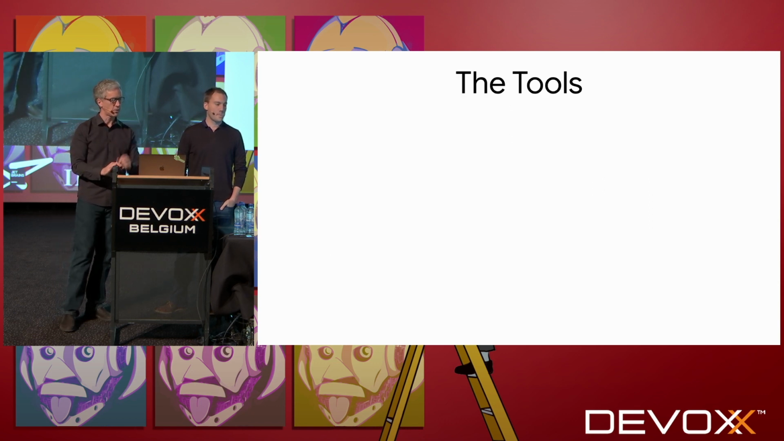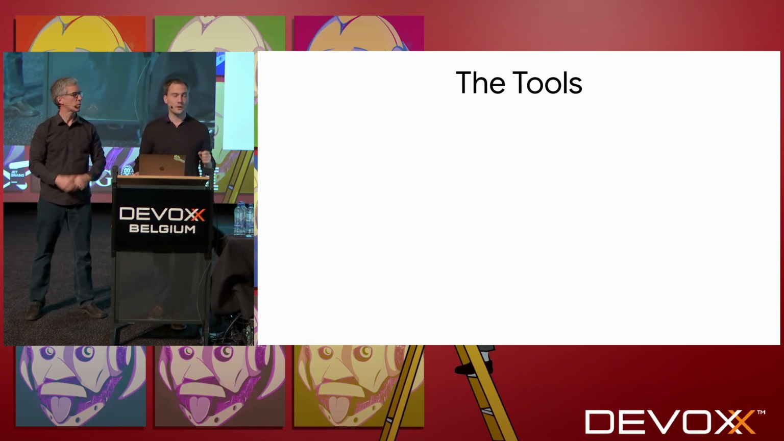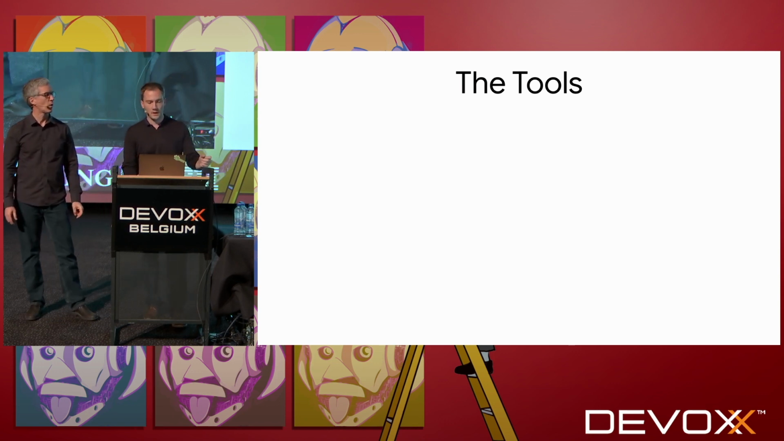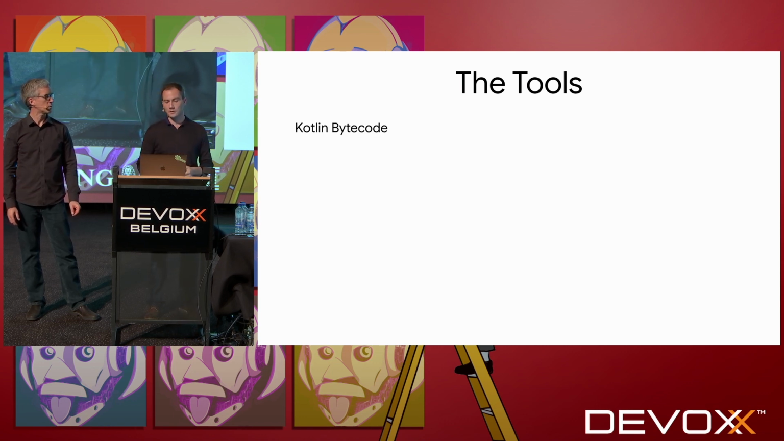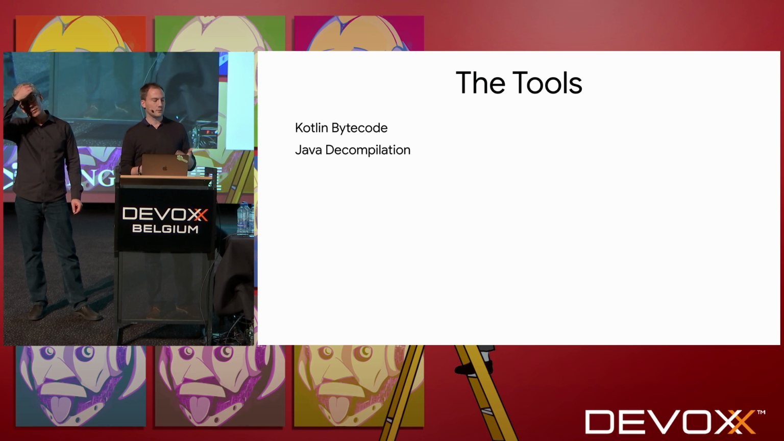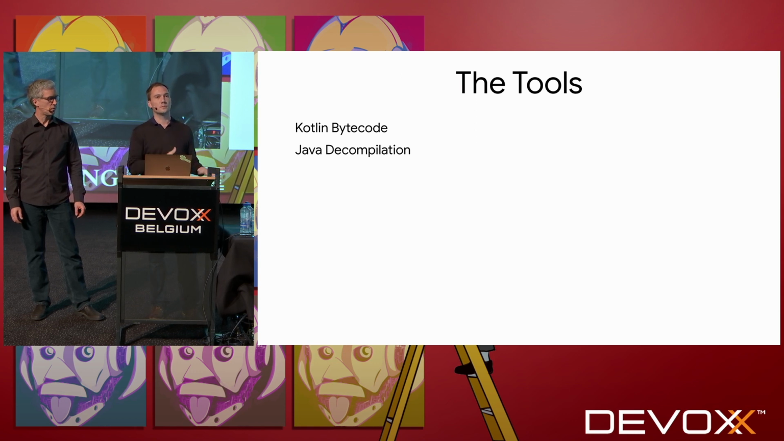So let's start out with tools. All right, so we're going to understand how Kotlin does what it does. There were a couple of things that we're using. First, we looked at the bytecode generated by the Kotlin compiler. There's also a feature in IntelliJ. We'll see how it works, Java decompilation. So if you don't want to look at Kotlin bytecode directly, you can decompile the bytecode back to Java code.